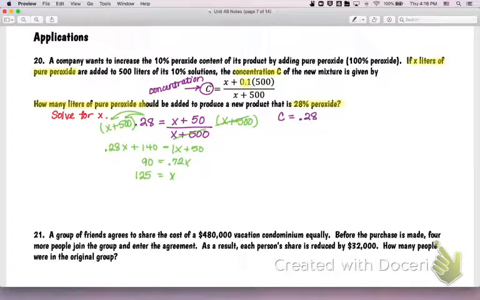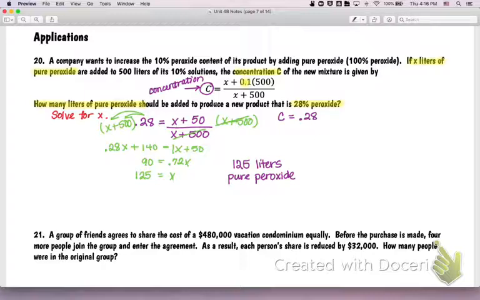All right, when you work through those decimals, distribute the 0.28, and we get this equation in the first green line. We can solve that, and we get that X equals 125. Remember with word problems that we always want to interpret our answer. So what was X? X is the liters of pure peroxide. So 125 liters of pure peroxide. That would be how we want to answer the question.